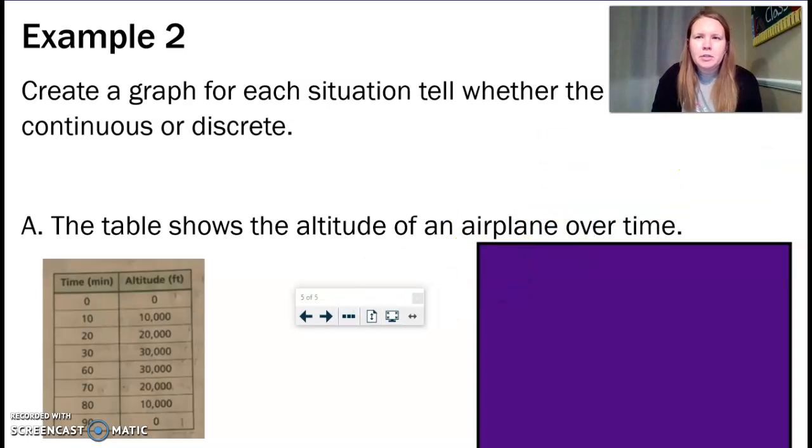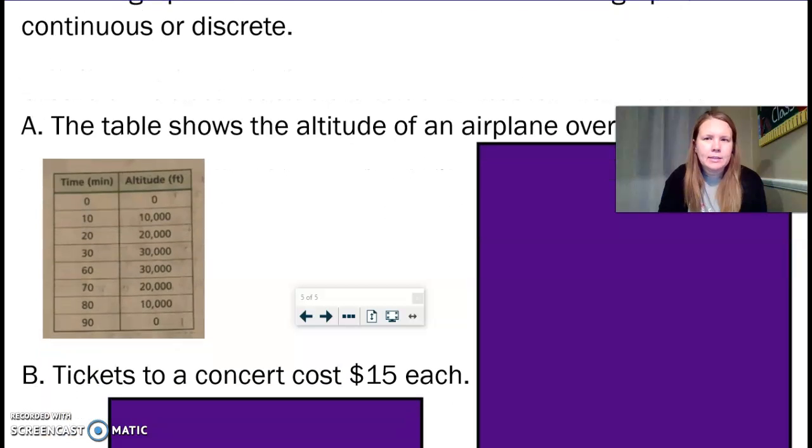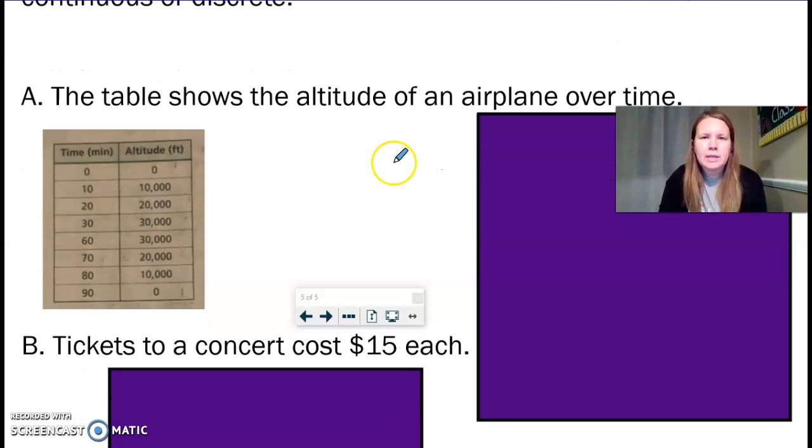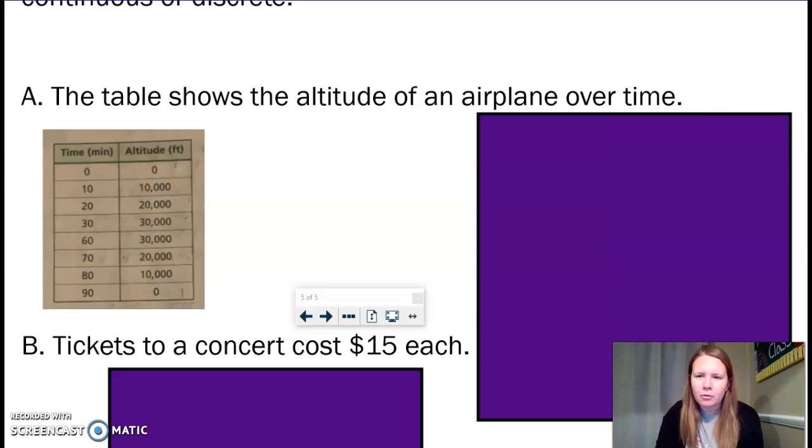So in example 2 here, I'm kind of blocking the directions. It says create a graph for each situation. Tell whether the graph is continuous or discrete. So in part A here, it says that the table shows the altitude, or how high an airplane is over time. So I have a table here.